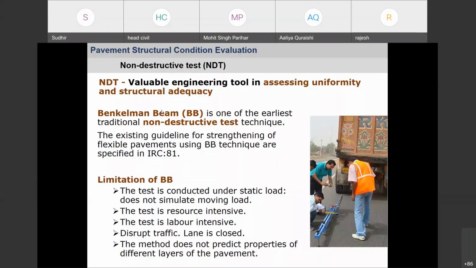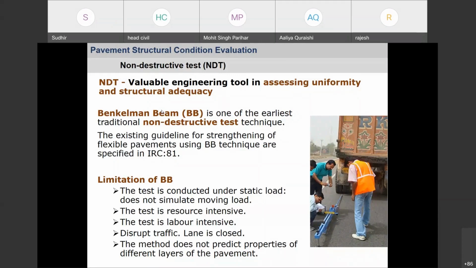So one of the major limitations of Benkelman beam test is that it's a static load test, and we understand that in pavements we deal with moving loads, right? If you are sitting at certain point on pavement, you will notice that a loaded vehicle comes and passes, then the next vehicle comes and passes. So the load that we are talking about is moving load. So the test basically doesn't simulate moving load, right? It's a static load test.